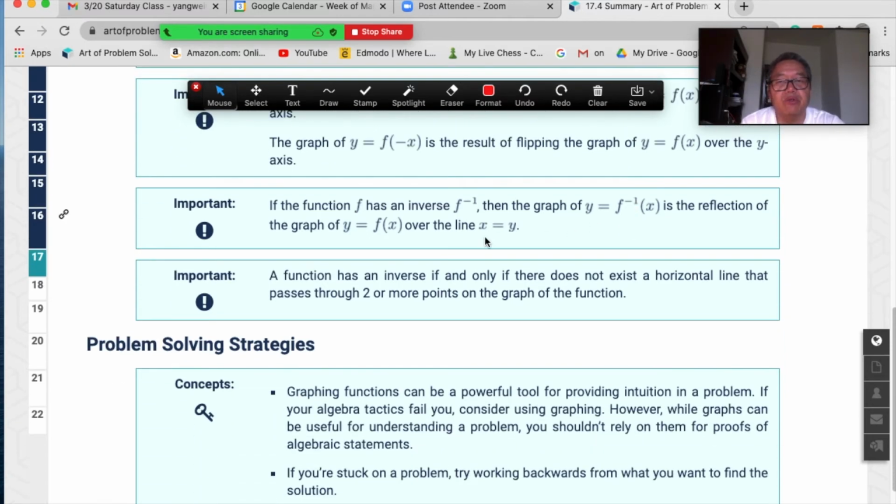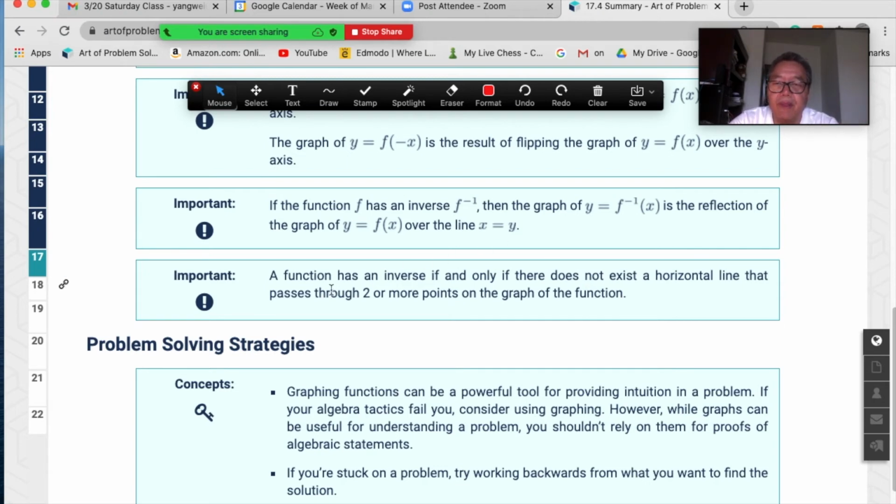So if we try to graph the inverse function of f(x), then the graph of y equals the inverse of f(x) is a reflection of the graph of y equals f(x) over the line x equals y. So that's actually y equals x. So that means you just reflect y equals f(x) over y equals x. That means the graph of the original function and its inverse function is symmetric about y equals x.